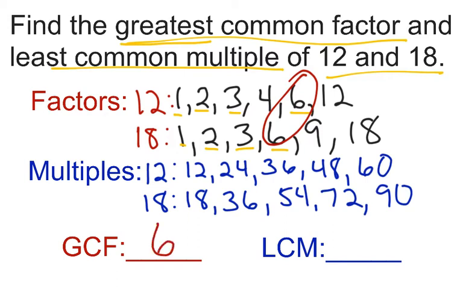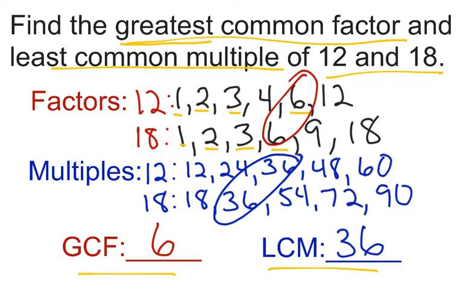Now I need to separate multiples. So I have my multiples. I have my least common multiple, which is the first one that I see, which is 36. So my greatest common factor between 12 and 18 is 6, and my least common multiple is 36. Make sure you pause this at any time if you need extra time to take notes.